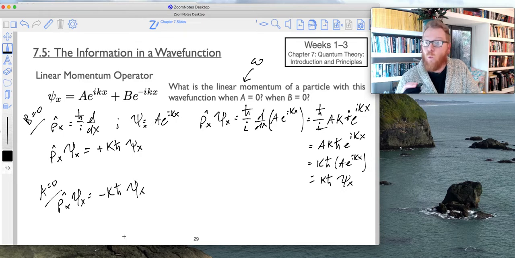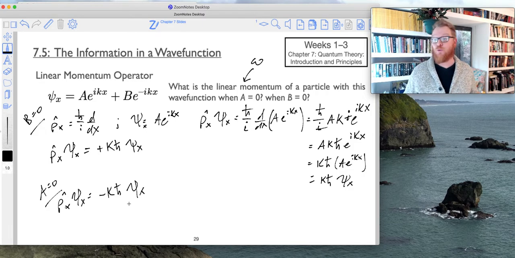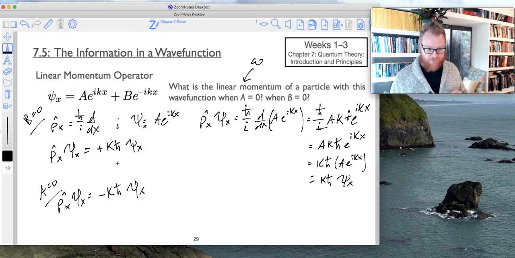We're going to come back to this result because, as it turns out, there's physical significance to getting these two different eigenvalues for linear momentum when either b is 0 or a is 0, given that they're equal and opposite. There are some physically significant results to this, and I'm going to come back to it next week in our lectures.